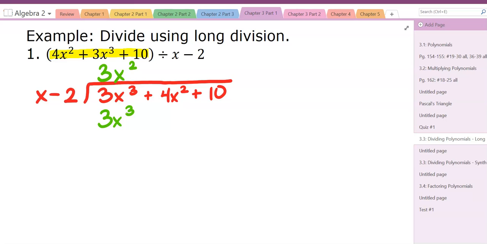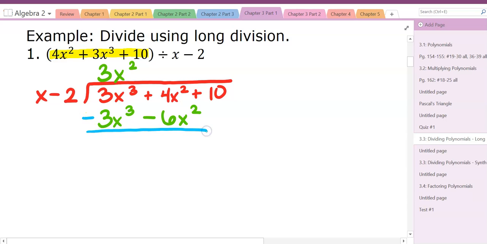Okay, so what you do next is you take the 3x squared, that piece that we wrote up on the top there in green, and we multiply that also by the negative 2. So 3x squared times this negative 2 out front is going to be negative 6x squared. And that's going to go right underneath the 4x squared. We subtract, just like we did up above on a regular long division. We always subtract it.